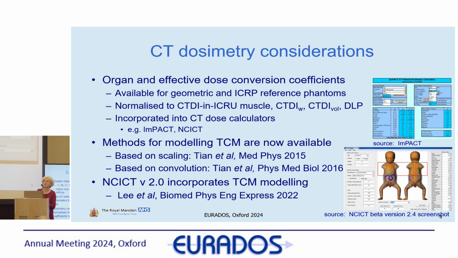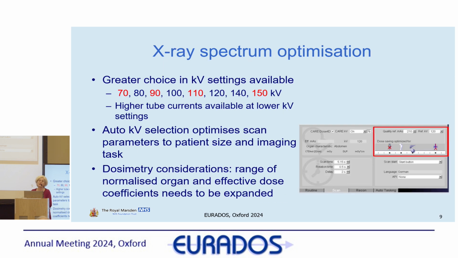Let's move on then to X-ray spectrum optimization, and we are now seeing in the clinic a wider range of kV settings. In particular, we've moved down from 80 kV down to 70 kV, which is very handy for imaging children, and we can go all the way up to 150 kV as well. And alongside that, we've got higher tube current settings that allow us to fully utilize these lower kV settings, which intrinsically will have lower tube outputs.